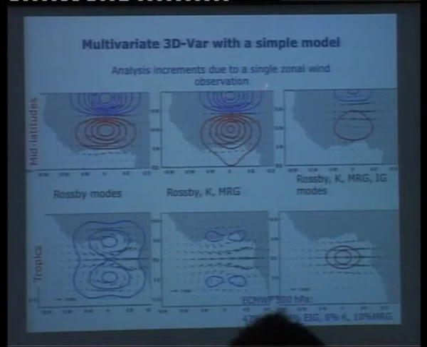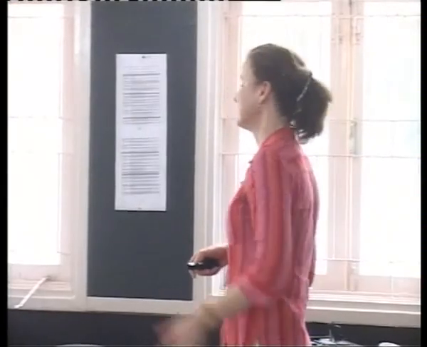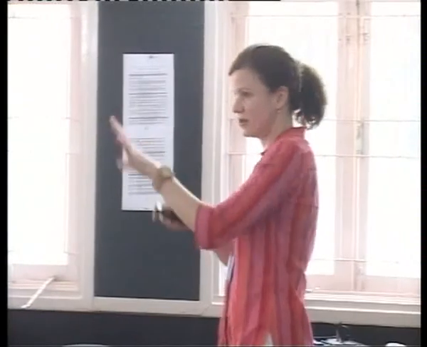This is an example. I'm showing you something from a very simple model, a one-level model, where we take a single zonal wind. Is this a moisture or dry model? Dry. This is a dry model, no moisture. Besides geostrophic balance, moisture coupling is the key thing. Yes. I'm not talking about moisture.